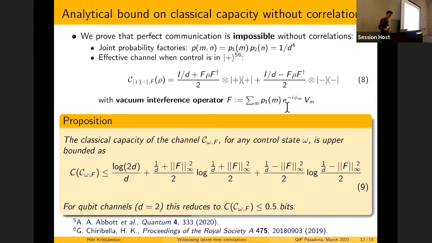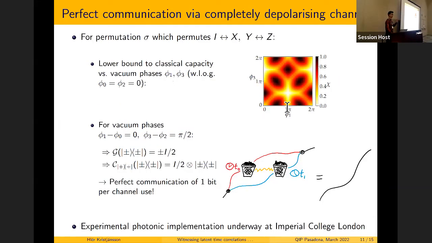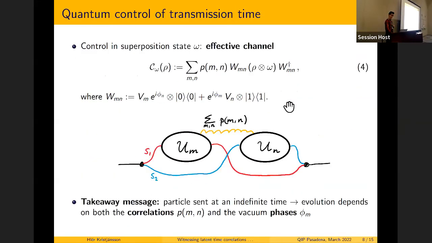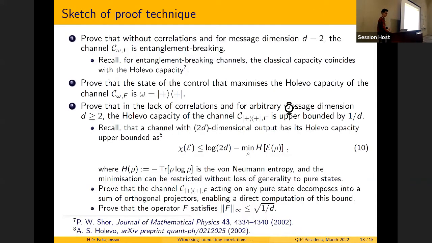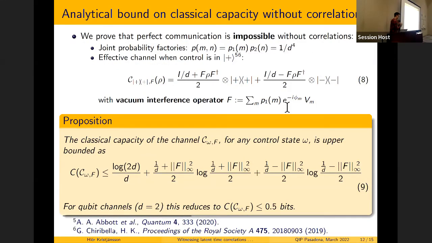So before we get ahead of ourselves, let's remind ourselves where these communication advantages are coming from. Well, we can see that in equation 6, the output state depends both on the correlations, PMN, but it also just depends on the effect of coherently controlling the time of transmission. So we can ask a natural question whether we can get the same communication advantages just by coherently controlling the time of transmission, even if there are no correlations between the 2 uses.